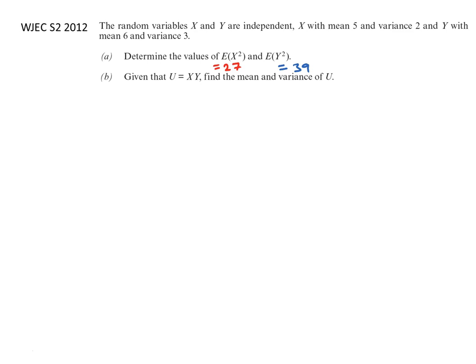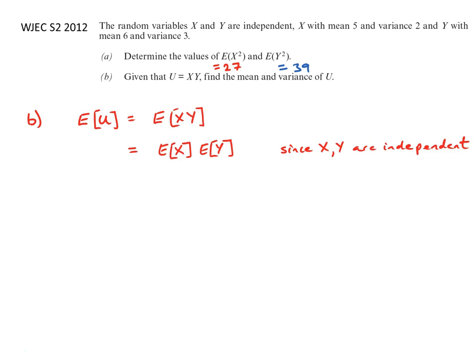So we now know that the expected value of x squared is 27, the expected value of y squared is 39. We've now got to find the mean and variance of u, where u is x times y. Well, the expected value of u is the expected value of x times y. X and y are independent, so the expected value of x times y is the same thing as the expected value of x times the expected value of y. So that's expected value of x is 5, the expected value of y is 6, so we've got 5 times 6, which is 30.